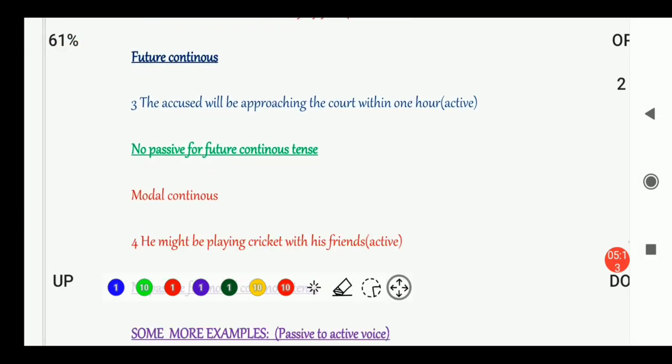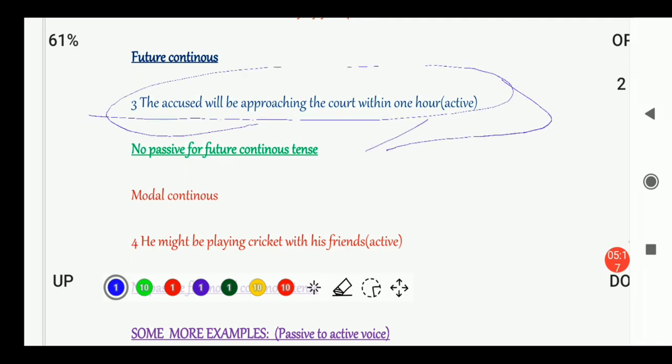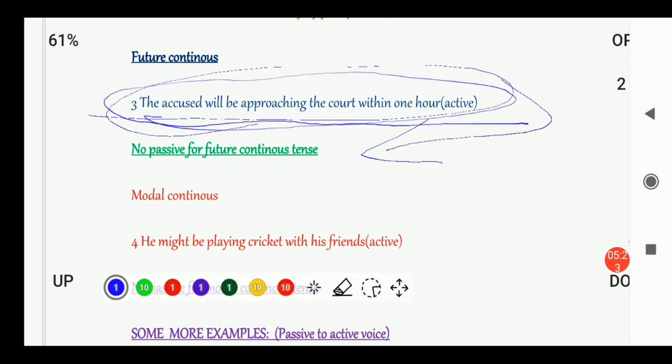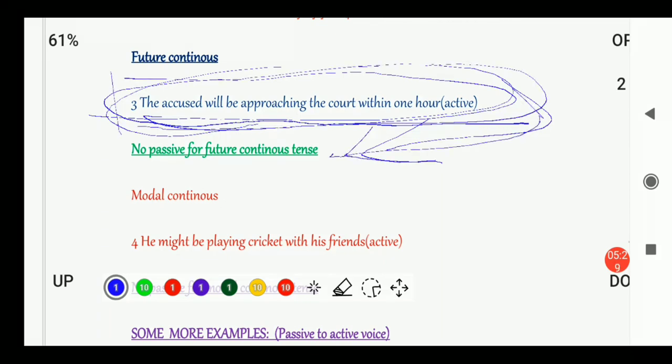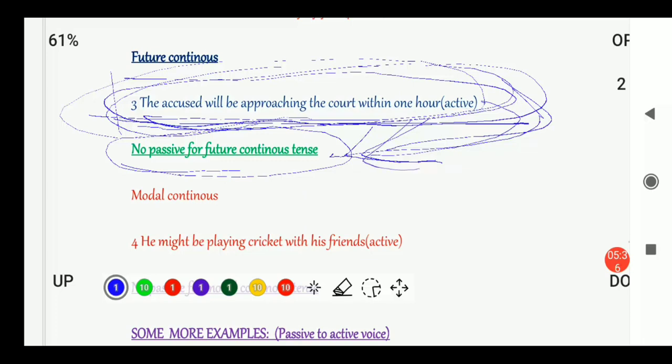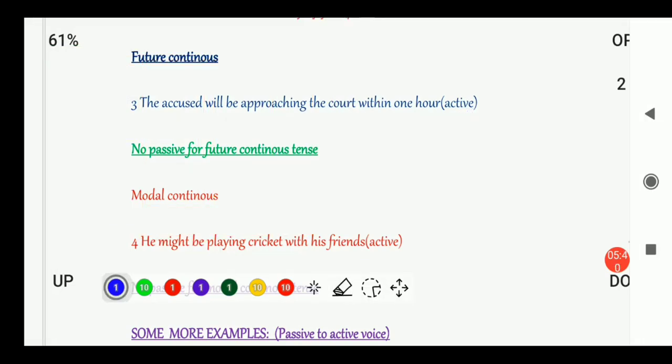Similarly, for the future continuous tense, now what is the rule that we have already told? It cannot be converted into the passive form. Suppose the sentence given here is, the accused will be approaching the court within 1 hour. It is the future continuous tense, but it can't be converted into the passive voice. The basic rule for the future continuous tense that should always be kept in mind is that there is no passive voice for future continuous tense.